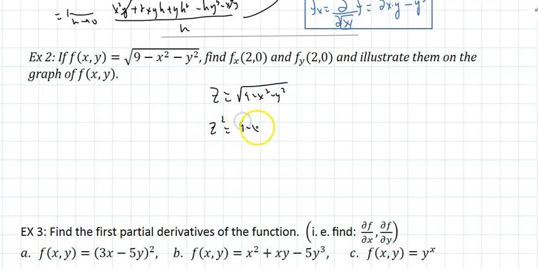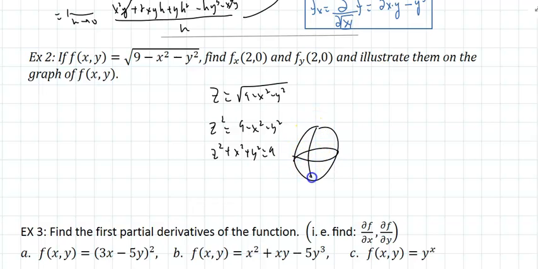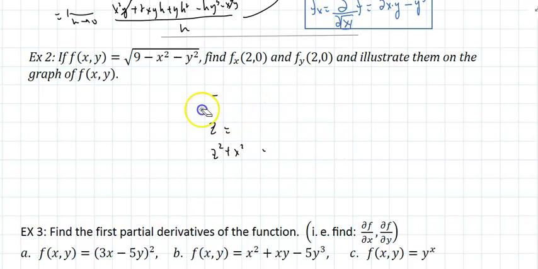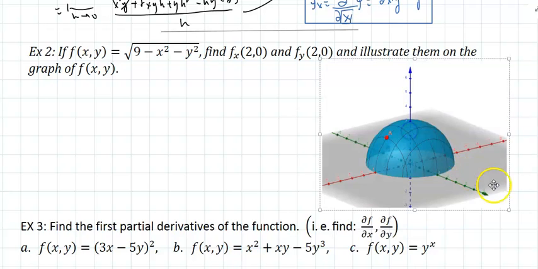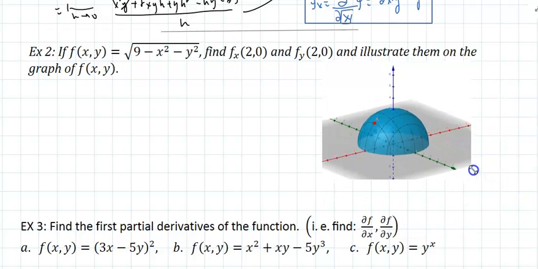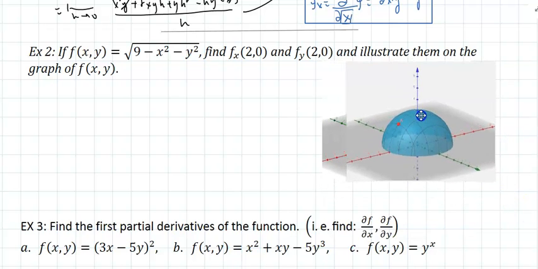z squared equals 9 minus x squared minus y squared, z squared plus x squared plus y squared equals 9. We know that's a sphere. And since z equals the positive, it's the upper half of a sphere. And I already sketched the graph on GeoGebra. As you know, we are a big fan. And I want to demonstrate what this means really.